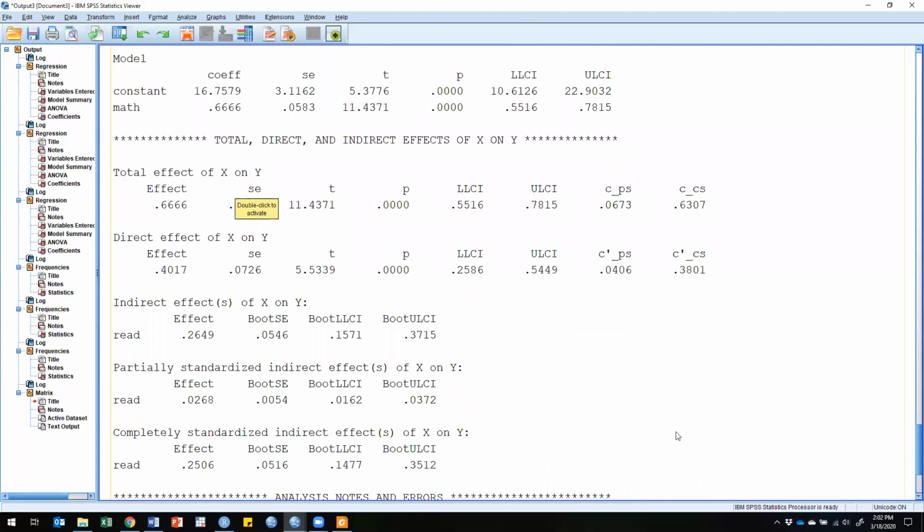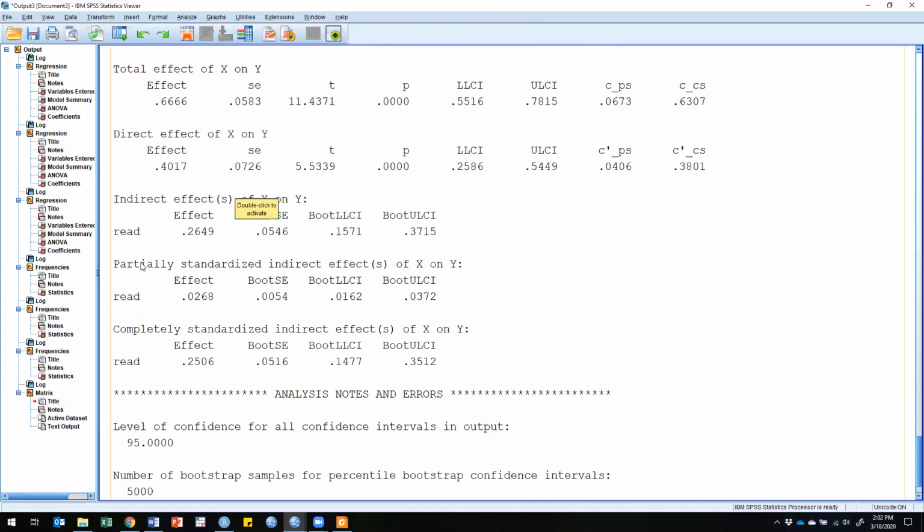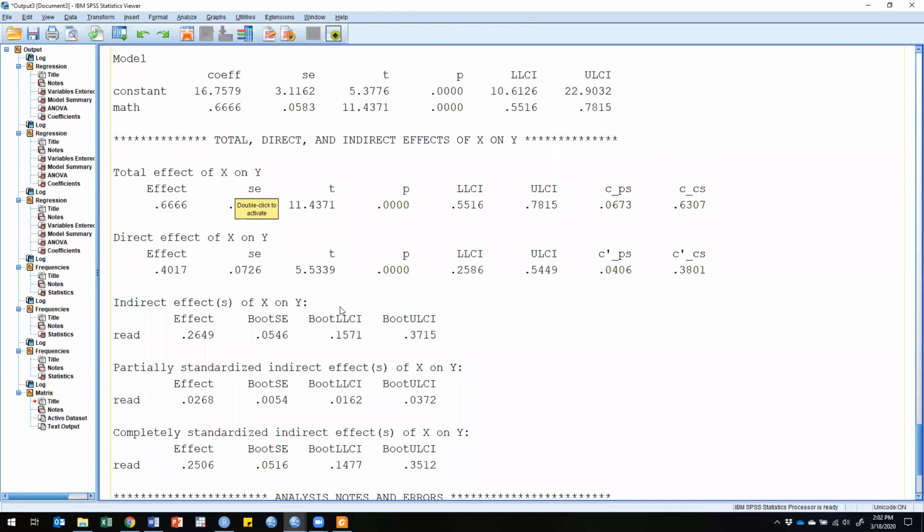And then it gives you a summary of each one of the effects. So here's our total effect of math on science achievement and its p-value. The direct effect of math on science achievement, same thing we found. And then the indirect effect that we found, the bootstrap standard error, and then the bootstrap confidence interval. Here it also gives us a partially standardized indirect effect and a completely standardized indirect effect.